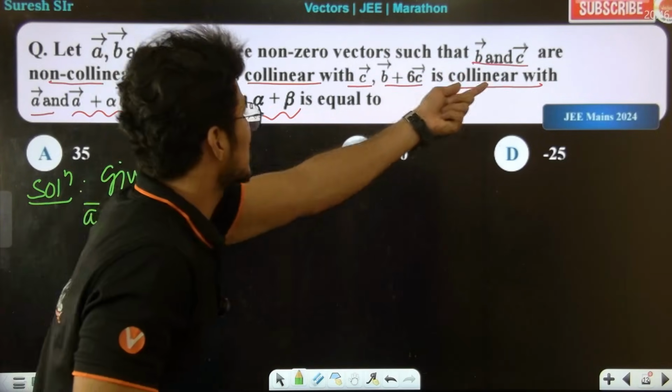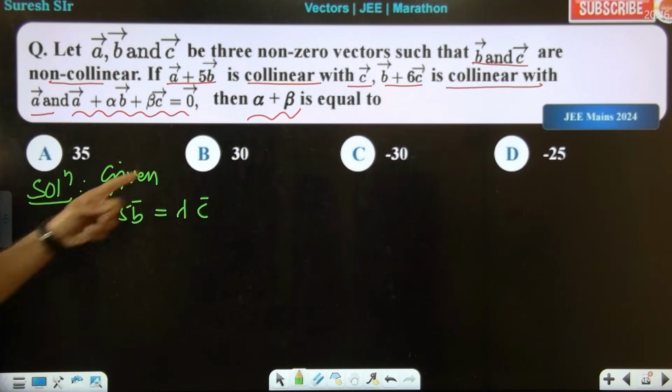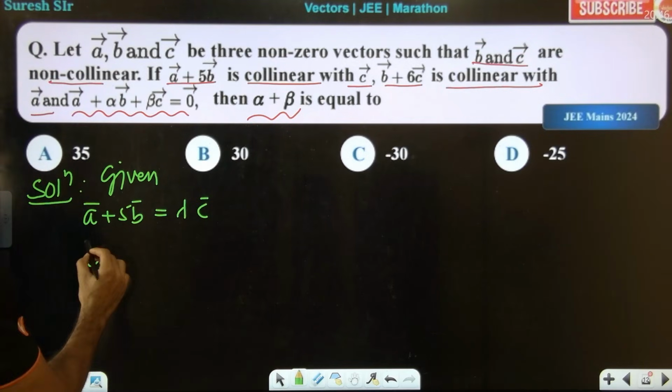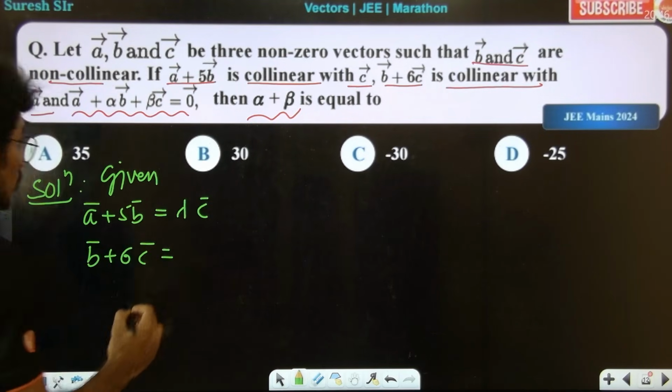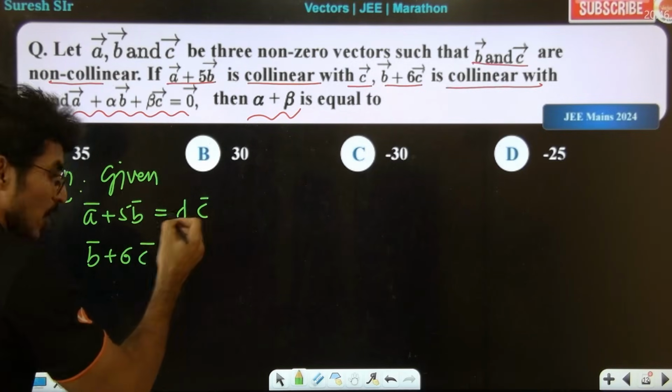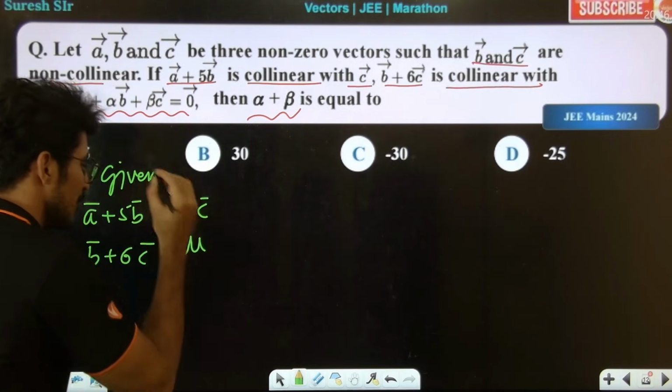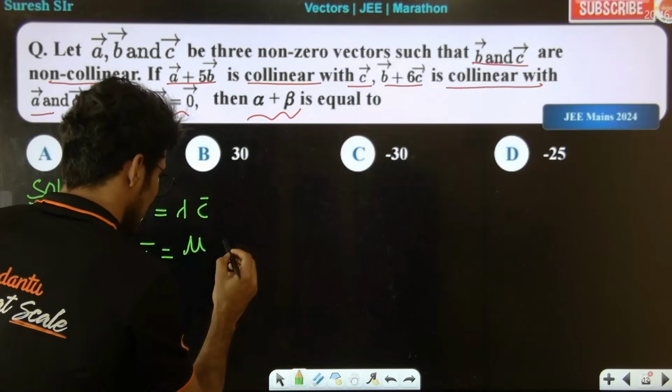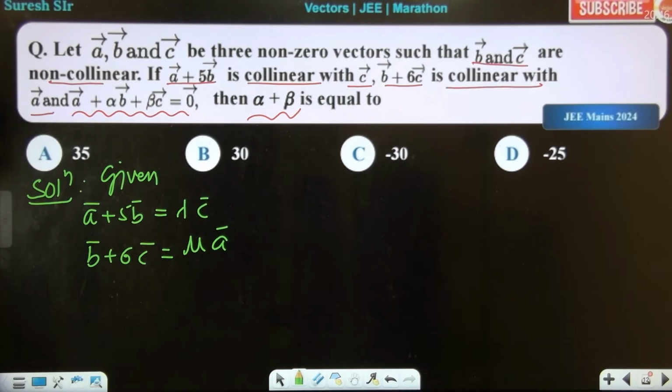Now next part. B plus 6C is collinear with A. So B plus 6C is collinear with what? A. So we need to use another arbitrary constant. Now I used lambda here, so let me say mu: B plus 6C is equal to mu times of A vector. Understood? Yes or no? Yes sir. Sir, I have one doubt.